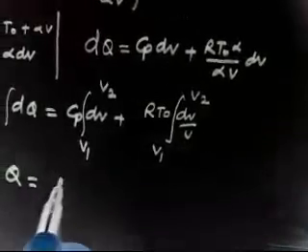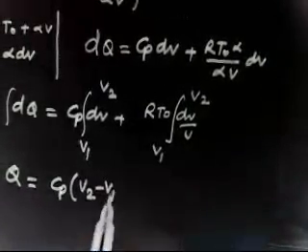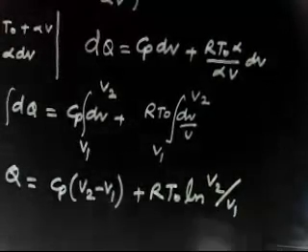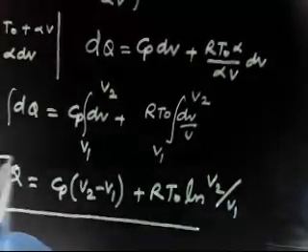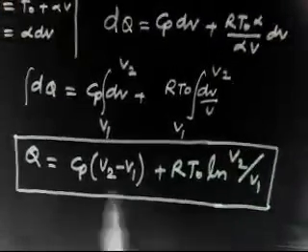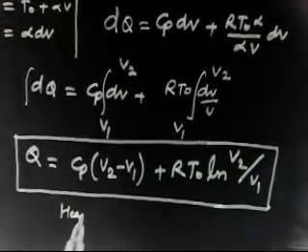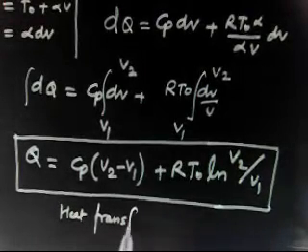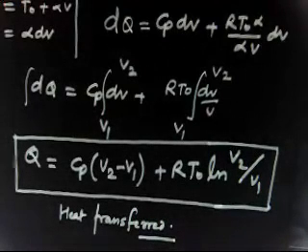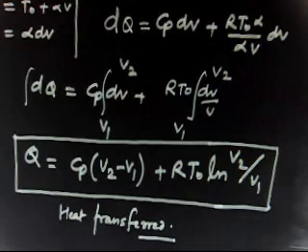Q is equal to Cp (V2 minus V1) plus RT naught ln(V2 by V1). Are you getting? So this is the heat transferred to the system. So you check your answer. This is a pretty easy problem you have in this case. n is given in the question, the number of moles is 1. So you can put n is equal to 1.